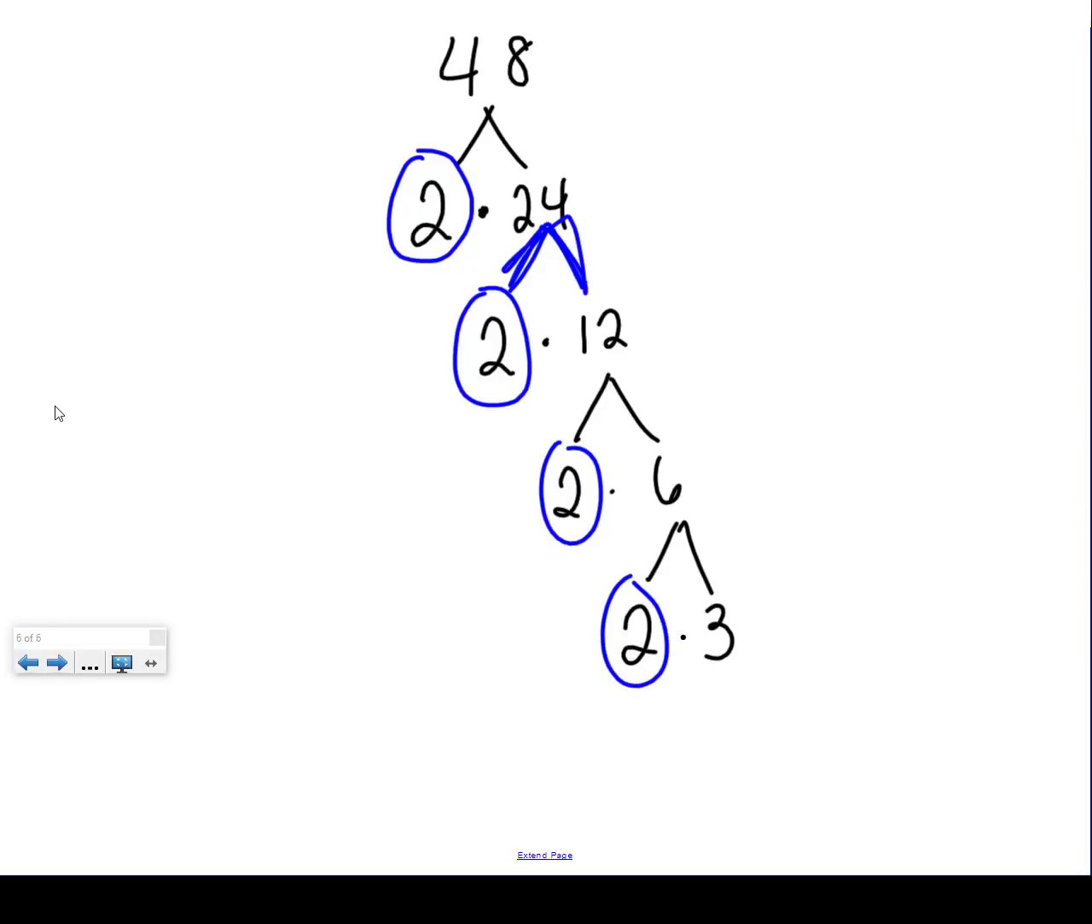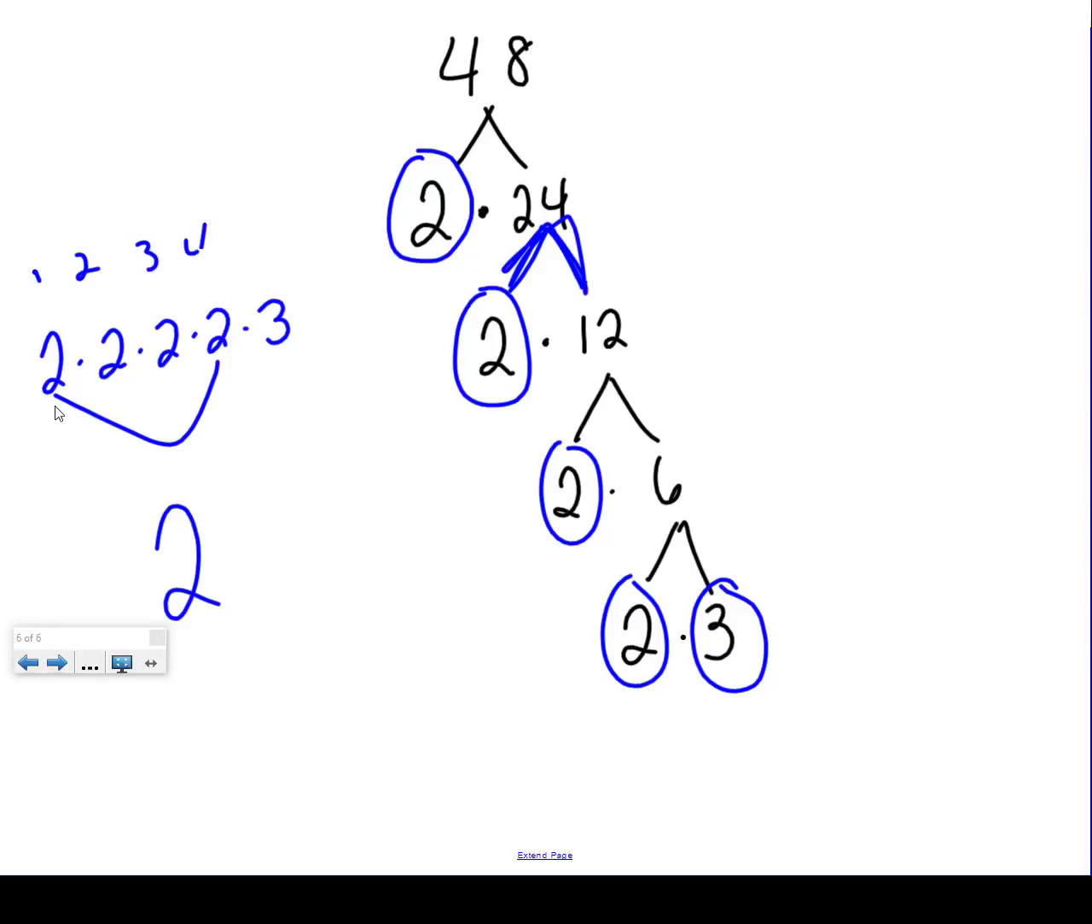Well, 2 is prime and 3 is also prime. So I have no more branches that will continue on. And so what do I have? I have 2 times 2 times 2 times 2 times 3. These match, so I write what I see, and how many do I have? 1, 2, 3, 4 of them, and so there's the 4th power times 3. Exponents say what you have in the big number and how many times you have it being that exponent. So this is my final answer.